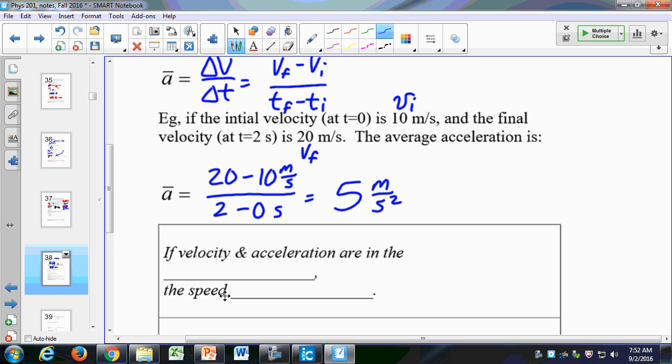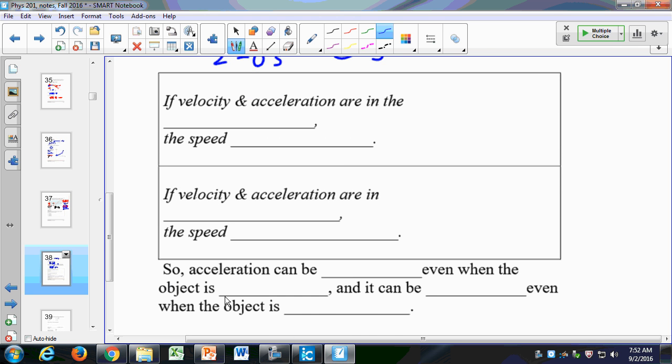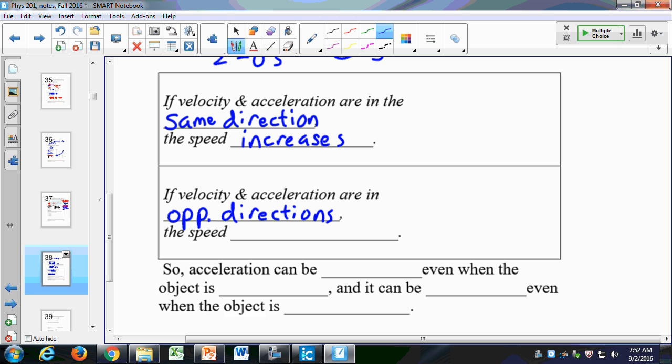It's a little rule. Students are often confused by this. So if velocity and acceleration are in the same direction, the speed increases. However, if velocity and acceleration are in opposite directions, then the speed decreases. And we can think about this in terms of vectors.